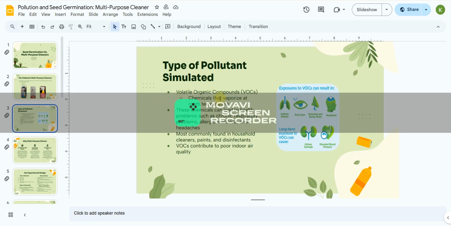The type of pollutants that are simulated in this are volatile organic compounds as well as chlorine and bleach, which can irritate the eyes. They have a really bad effect on the respiratory system. They can give you bad headaches. The compounds in this are commonly found in paints and disinfectants and cleaners.